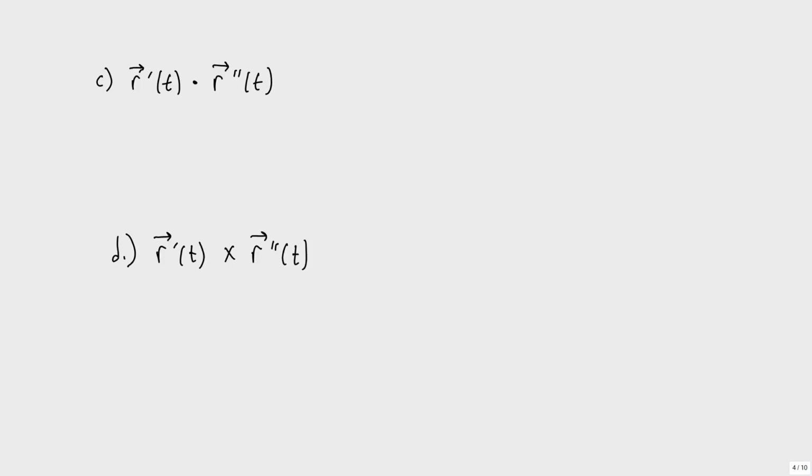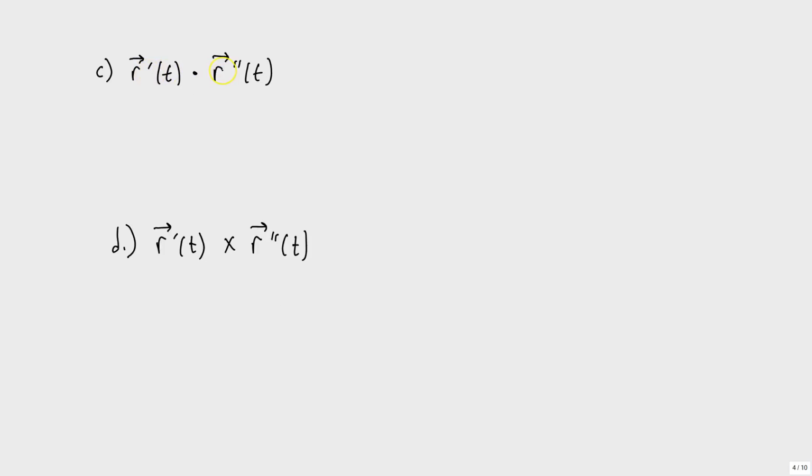What if we do the dot product of the first derivative and the second derivative? So let's see what we end up with there. That would be sine t cosine t. So you multiply their first components and then add the product of their second components, and then you add the product of their third components. So we end up with 0.